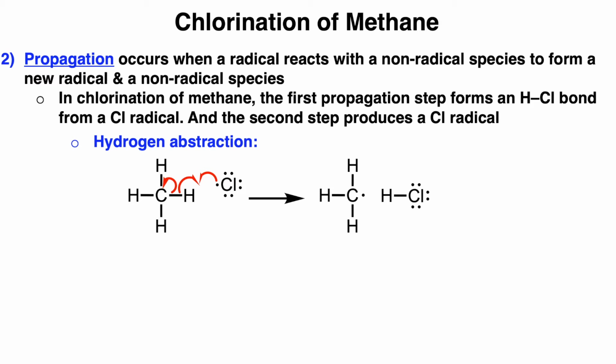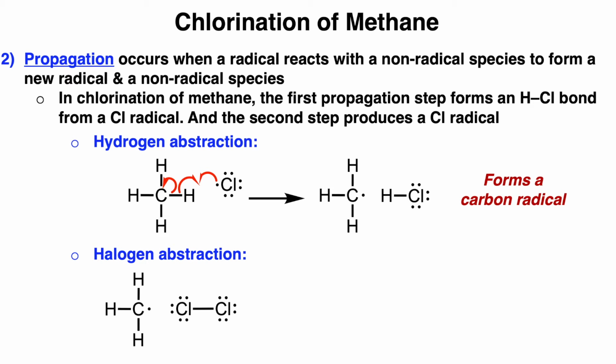The second step of propagation is halogen abstraction in order to form the desired product and to regenerate a Cl radical. In this step, two single-headed arrows are drawn to show the breaking of the Cl-Cl bond to form two radicals, and the third single-headed arrow from the carbon radical couples to form a carbon-Cl bond.